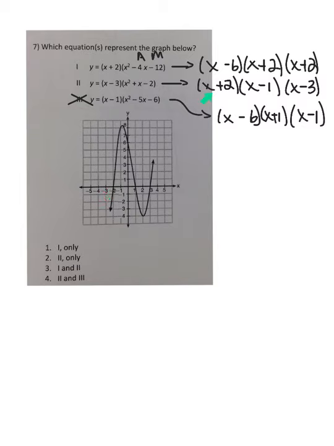We're good here. Now this is saying that the factor x minus 1 would have a 0 at x equals 1, which we've got, and x equals 3, which we've got. So the answer is Roman numeral 2, and that would be choice 2.